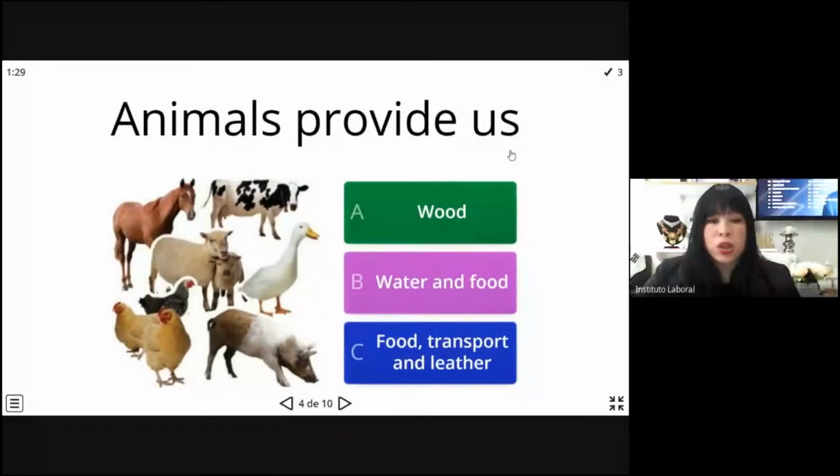Animals provide us wood, water and food, or food, transportation and leather. What do you think is the benefit that we receive from animals, these natural resources?